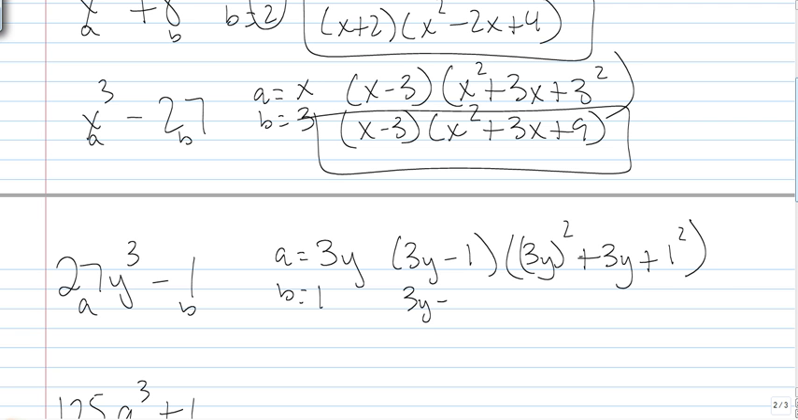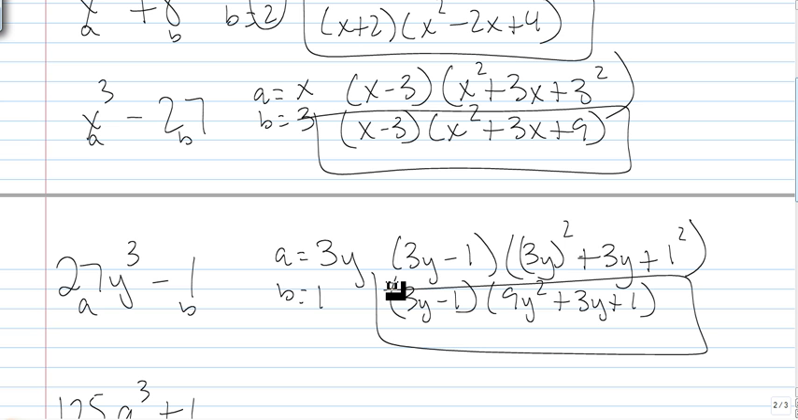So now let's simplify this further. So I have 3y minus 1. 3y squared is 9y squared, plus 3y plus 1. How did I get 9y squared? Because you're squaring that whole term. You're multiplying 3y times 3y.